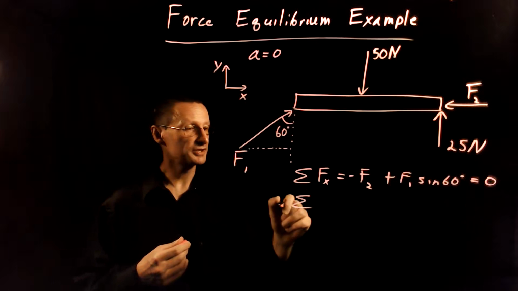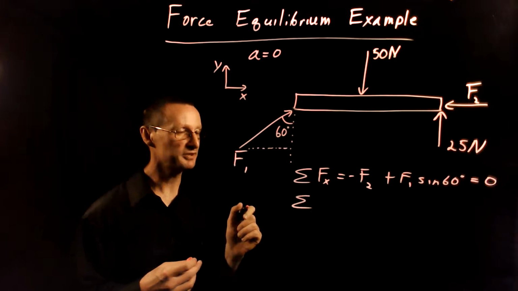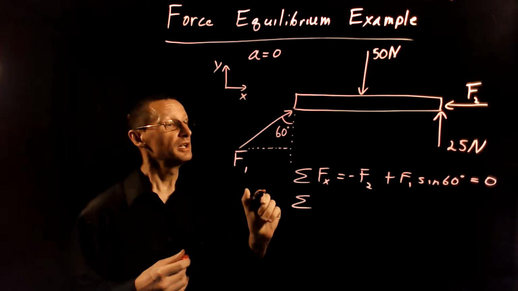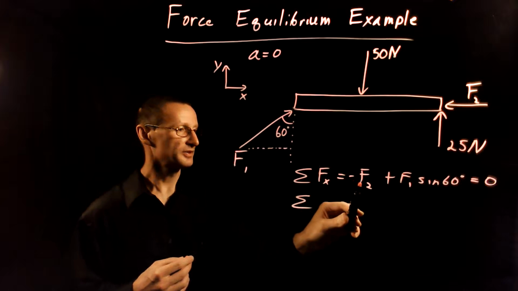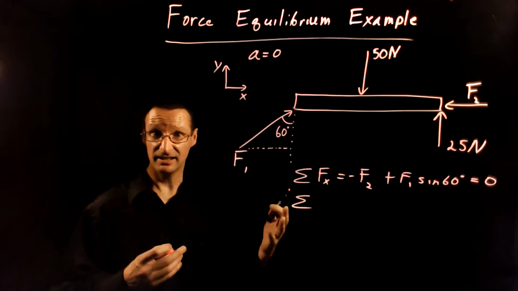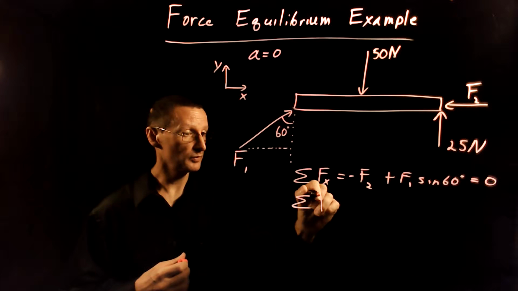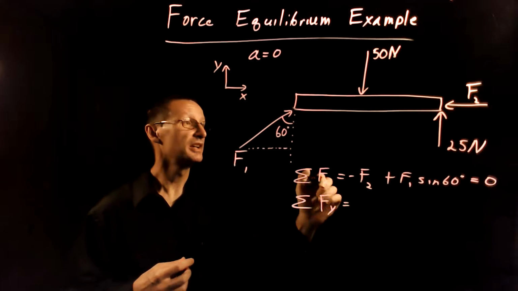For the Y direction, now before I start going and summing forces willy-nilly, which you can do, let me just look at this one first. Notice that I have two unknowns, but I only have one equation so far. I can't solve that. I need another equation. So let's go ahead and sum the forces in the Y.